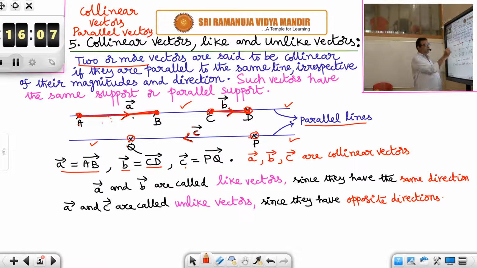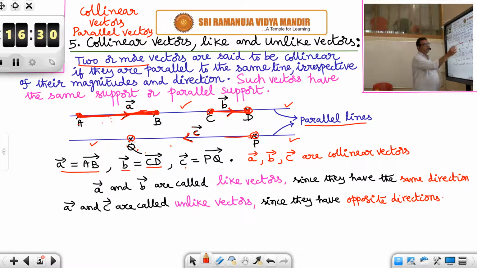Not only that, a bar and c bar are also collinear, we say. a bar means AB bar, c bar means PQ bar. They are also collinear. They are not in the same line, they are on parallel lines. But even then, we call them collinear vectors. Why? Because of the free vector concept.